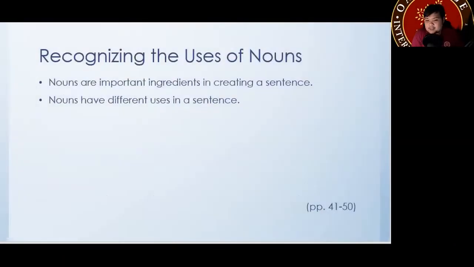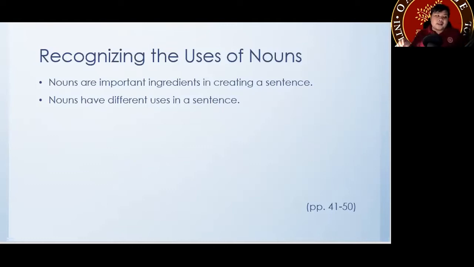Recognizing the uses of nouns. You look at the page, it's 41 to 50. Yeah, it's a lot. Okay, so recognizing the uses of nouns. So nouns are very important. They're a very important ingredient in creating a sentence. When you want to make a sentence, nouns play a very important role. For each noun that is used in a sentence, they all have different uses. Okay, let's go through some of them.